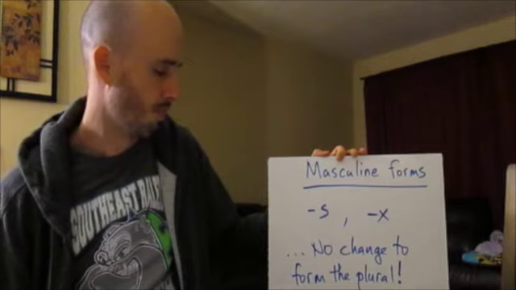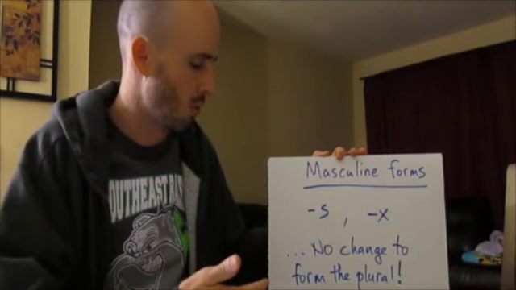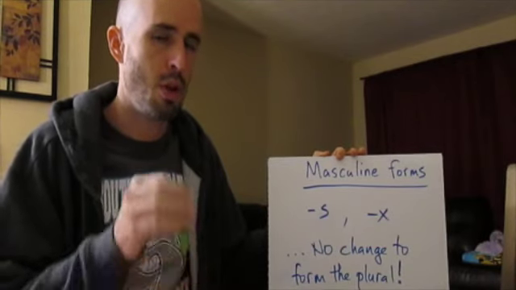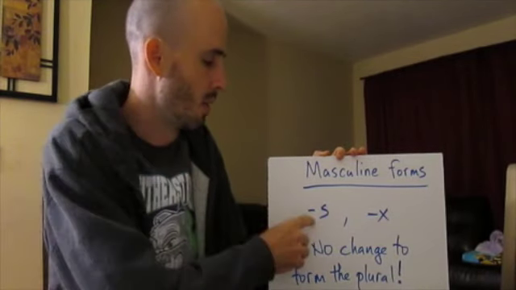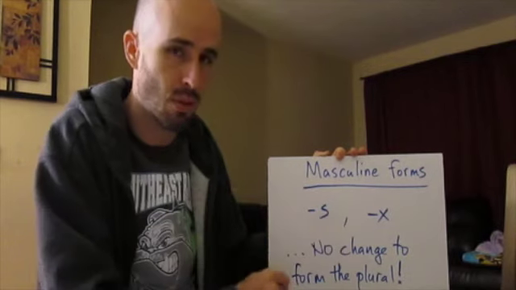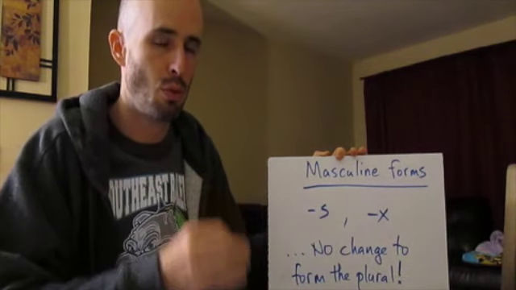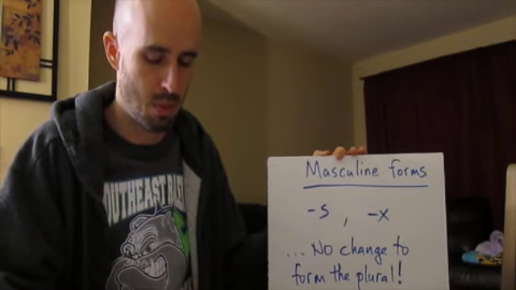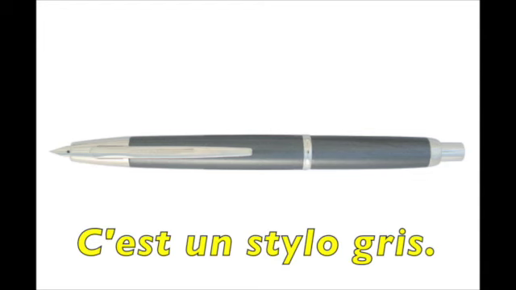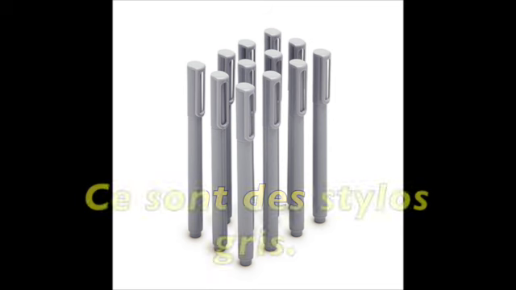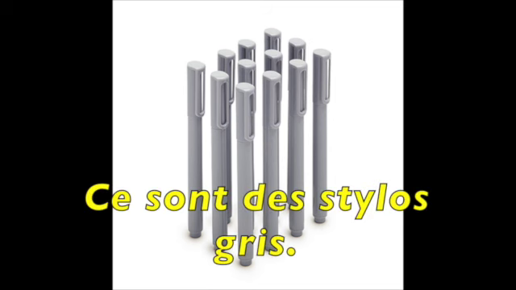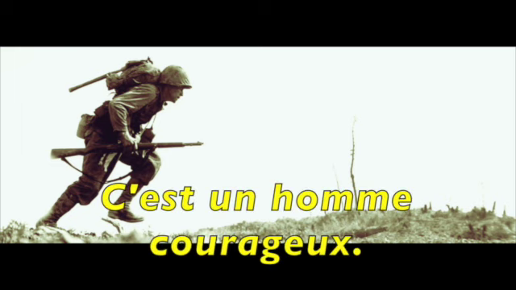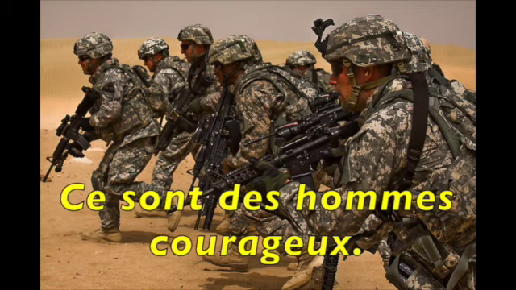There are two. You've seen a few of these already, actually. If your base form, the masculine singular form, ends in an S or an X, the masculine plural form will look the same. So, for example, c'est un stylo gris. Ce sont des stylos gris. C'est un homme courageux. Ce sont des hommes courageux.